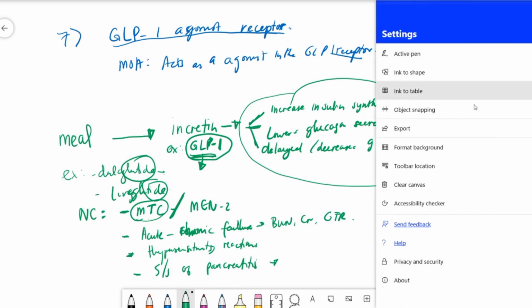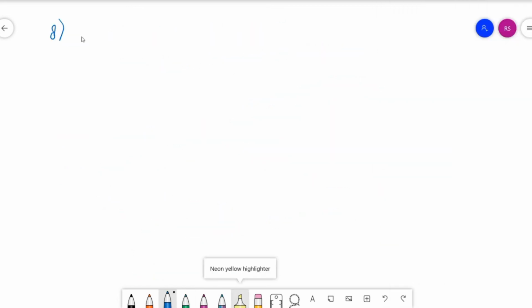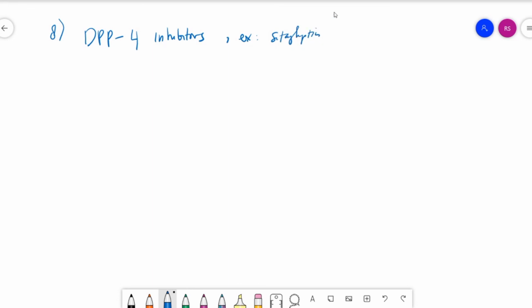Now let's go to the last one. This is called DPP-4 inhibitors, dipeptidyl peptidase-4 inhibitors. For example, sitagliptin, known as Januvia. There's also linagliptin, known as Tradjenta as the brand name. If you see this ending, this is the class of drug, DPP-4 inhibitors. This is related to GLP-1 agonists in the mechanism of action.